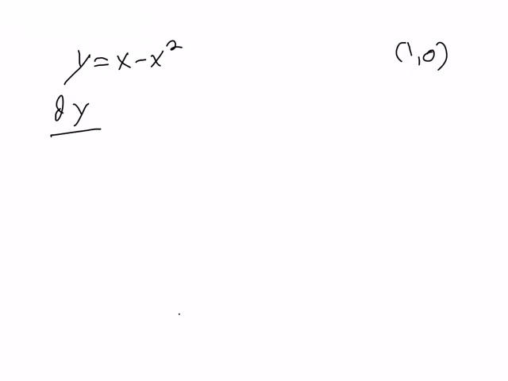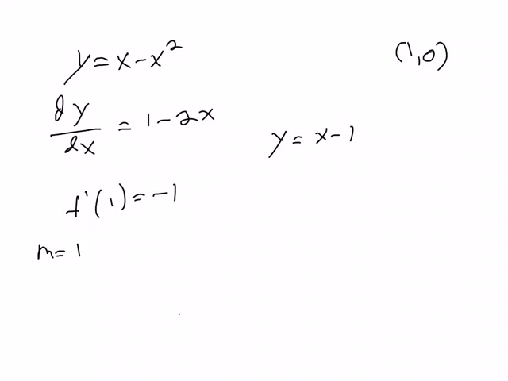So we have dy over dx is equal to 1 minus 2x. So we have f prime of 1 is equal to negative 1. So the slope of our normal line is going to be m equals 1. Let's write down the equation. We have y minus 0 is equal to 1 times x minus 1. So this is the equation of our normal line.